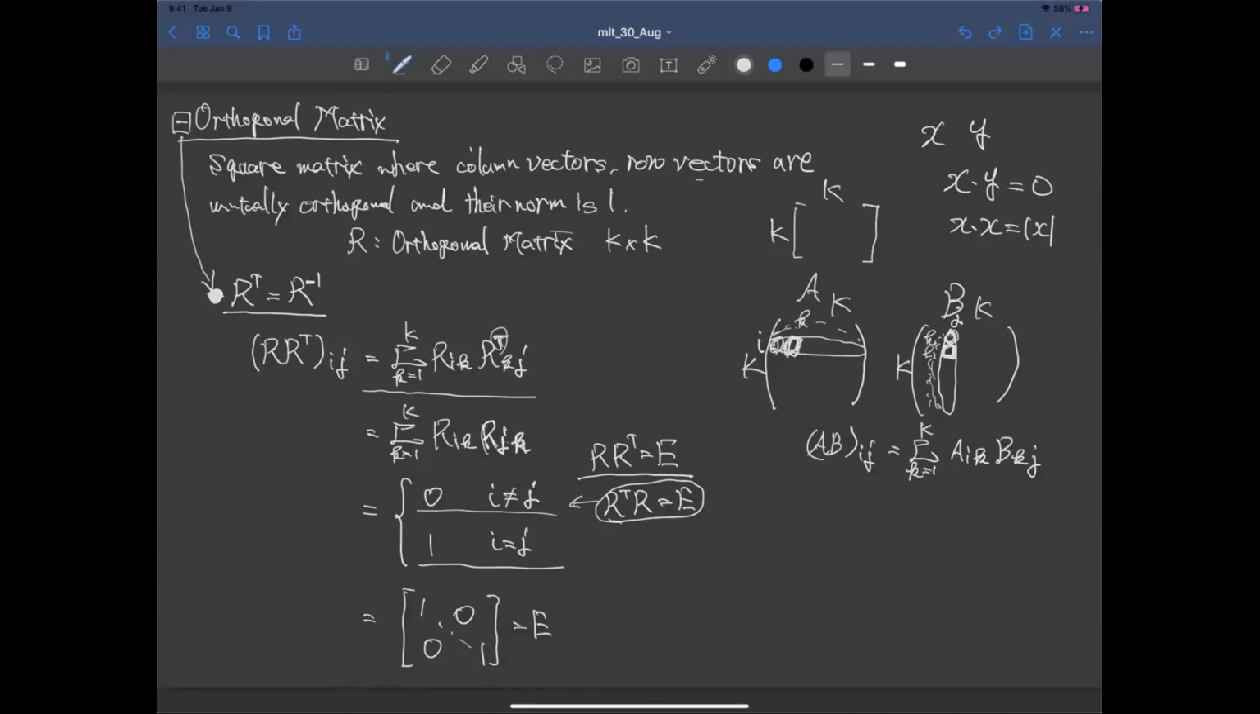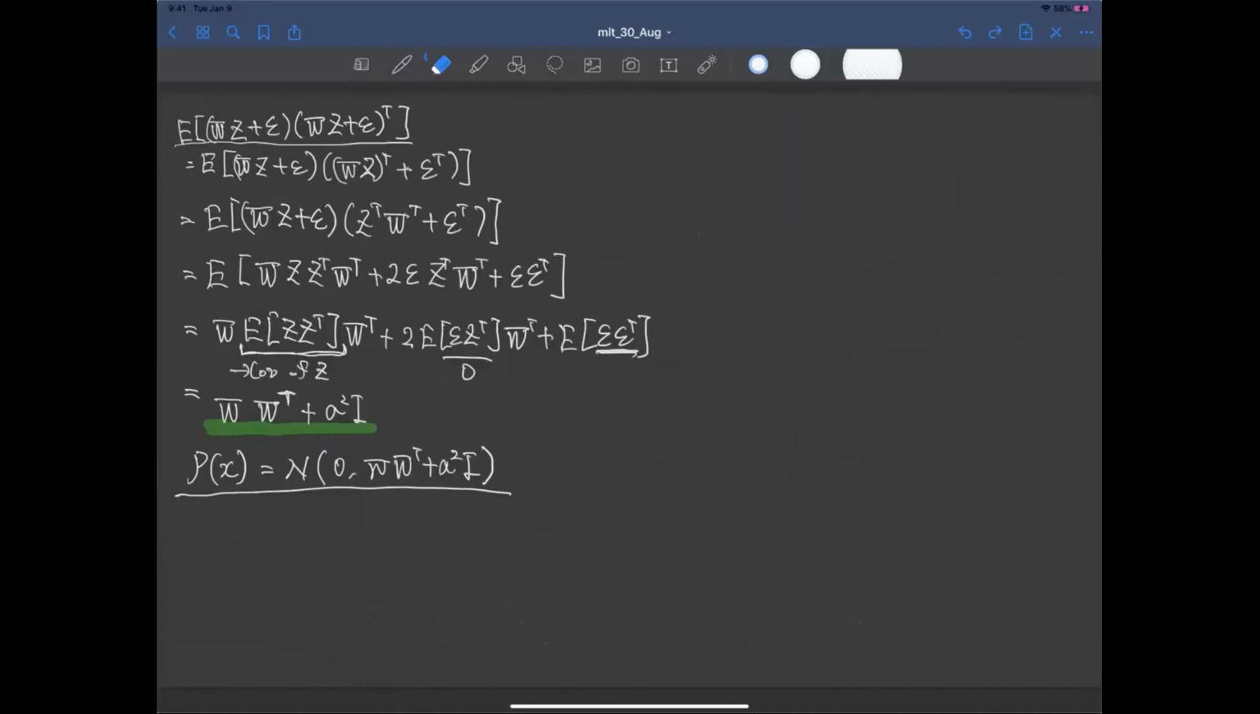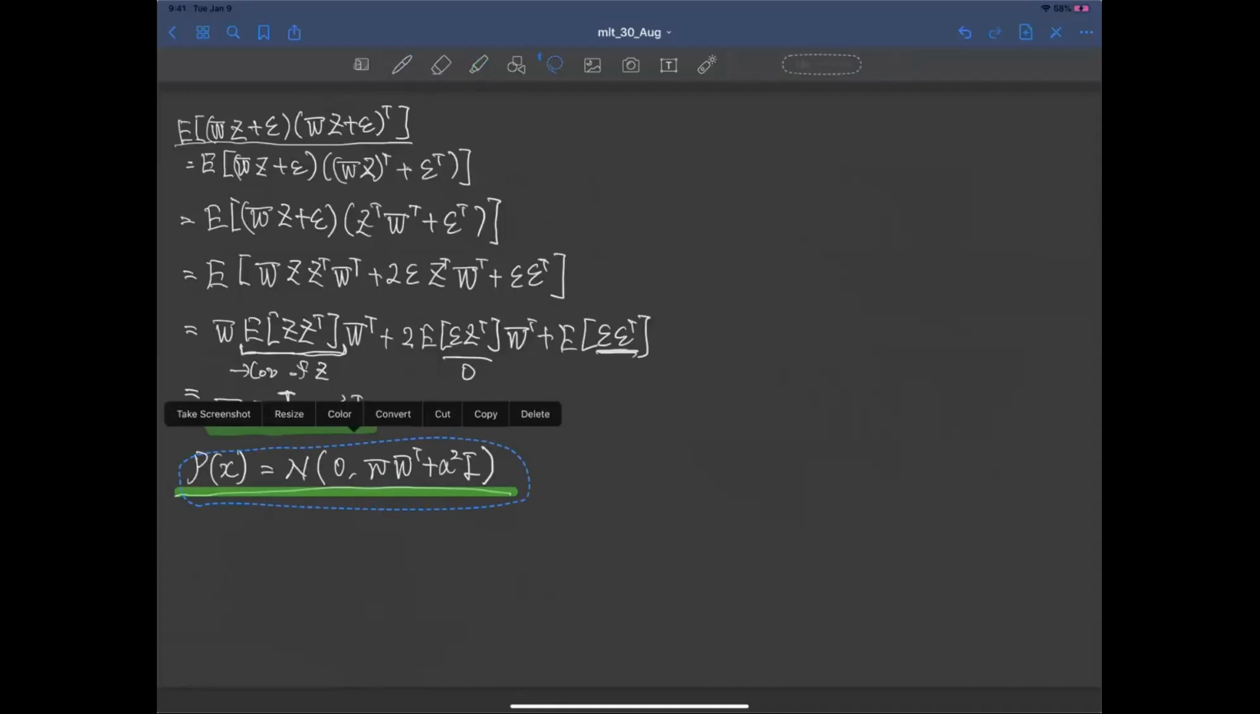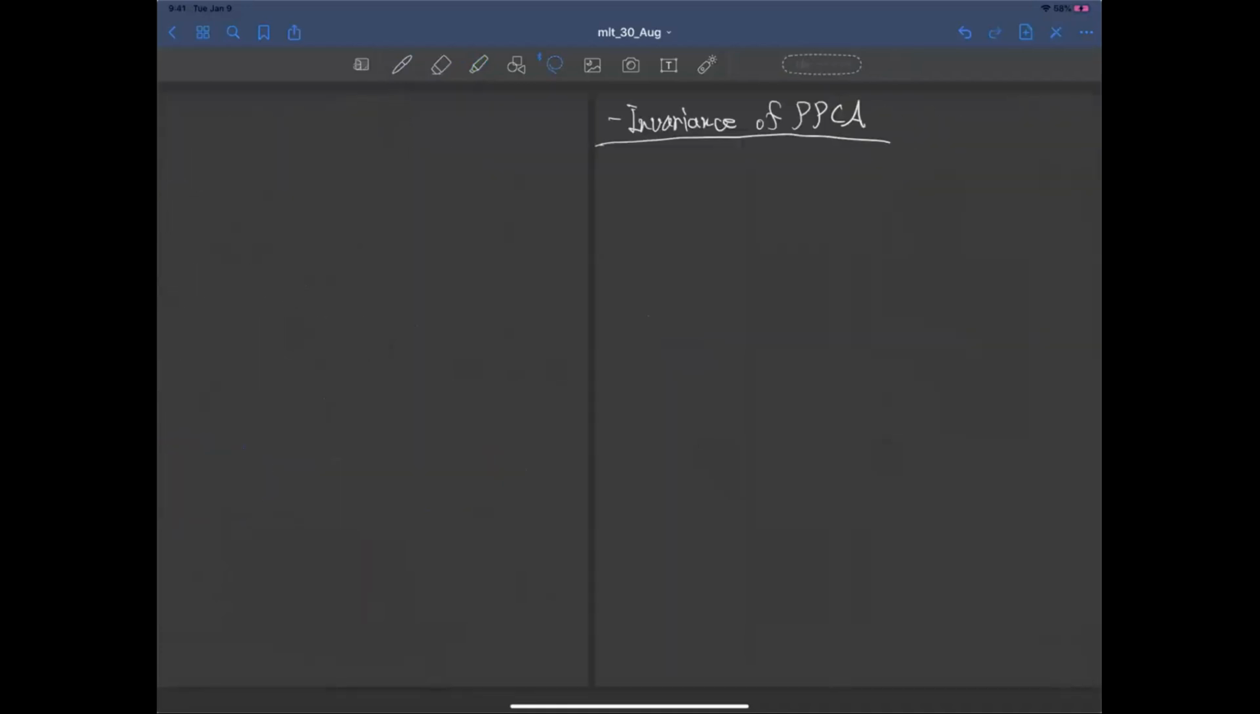Okay. Yeah. So now I showed that the transposed matrix of an orthogonal matrix is the inverse matrix of the orthogonal matrix. So then, as I have said, the distribution of X can be written like this, right?